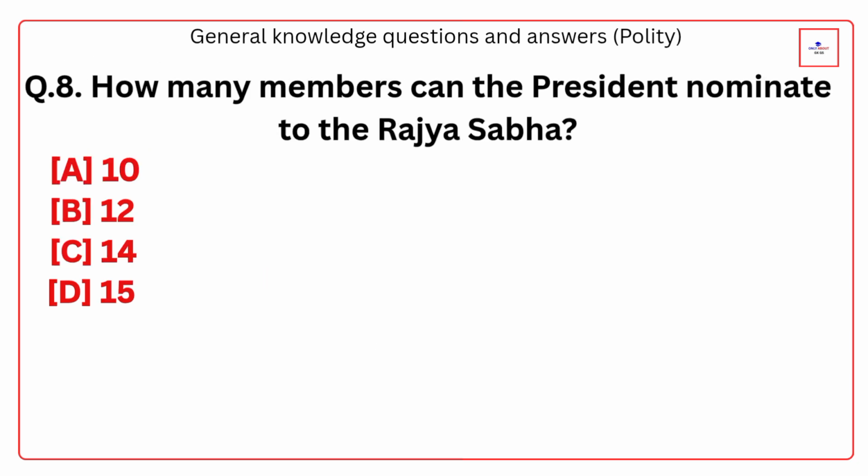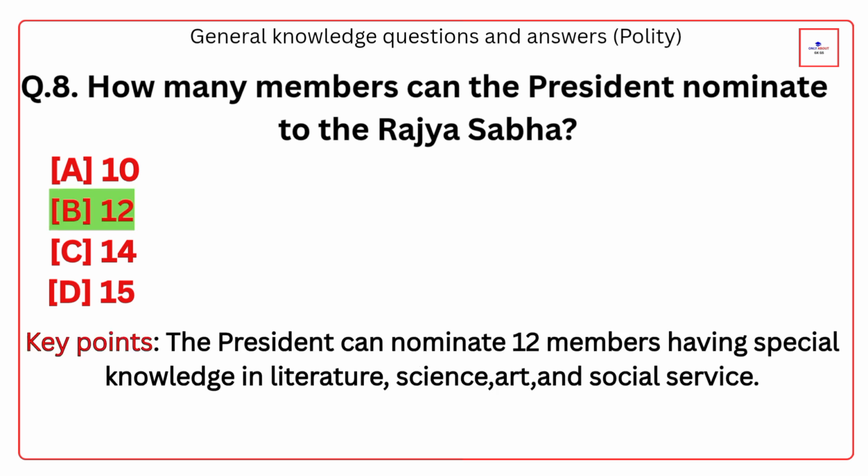How many members can the President nominate to the Rajya Sabha? Correct answer is 12. The President can nominate 12 members having special knowledge in literature, science, arts, and social service.